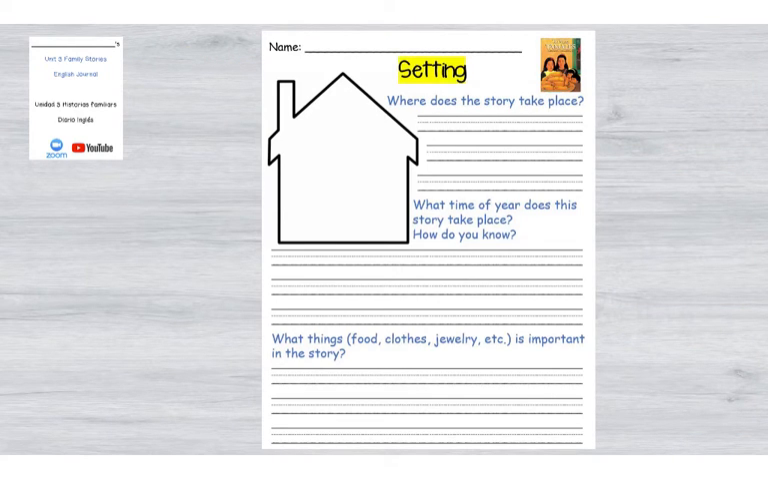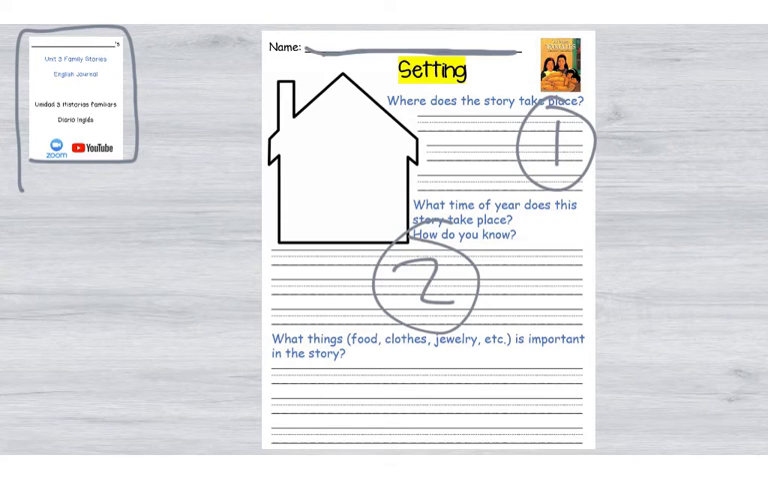And then I just want to take a minute to explain your writing page. So first, you have to watch the video of the book, Too Many Tamales. Okay? Make sure you listen to the story. Then, you're going to get your packet, which looks like this. And you're going to open up to the setting page. This is the first writing page. You're going to write your name. Then you have 4 jobs. 1, 2, 3, 4. Okay?